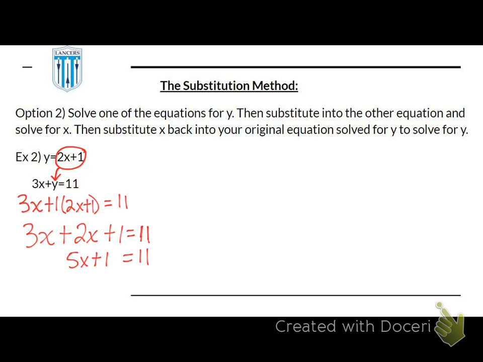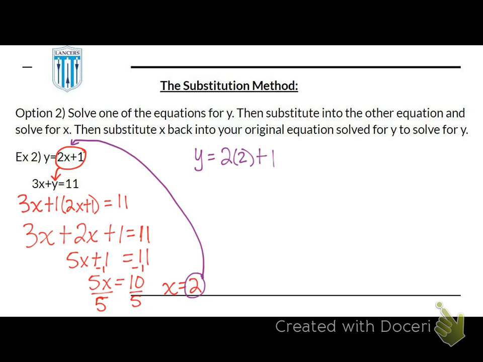Subtract 1 on both sides. 5x equals 10 when we subtract that 1, so x equals 2 after we divide. What are we going to do with that 2? Plug it back in. Plug it back in where? The original problem, for x. So we're taking that 2, and it's going all the way back up here and going in place of x. So we have y equals 2 parentheses 2 plus 1.